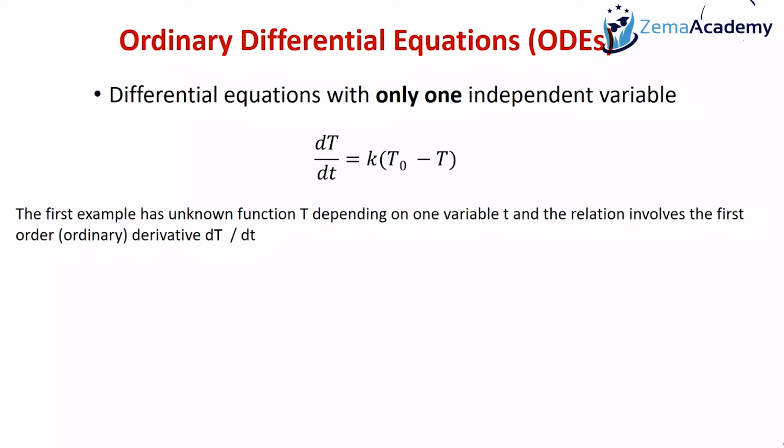Sometimes you just write it as a first order derivative. You don't use the word ordinary. The word ordinary actually represents that it has just one independent variable.